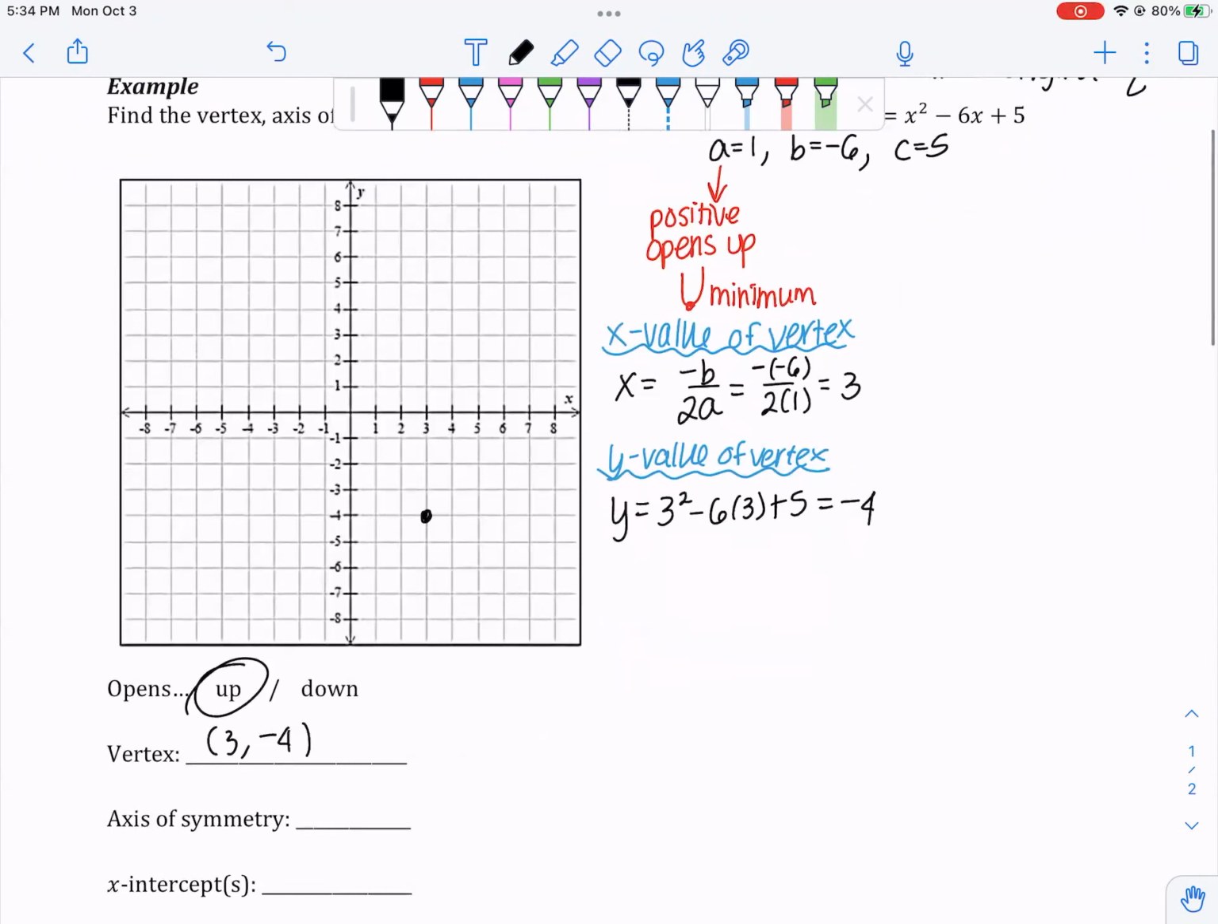The axis of symmetry goes up and down through the vertex. It's at x equals the x value of the vertex. So the axis of symmetry is at x equals 3.